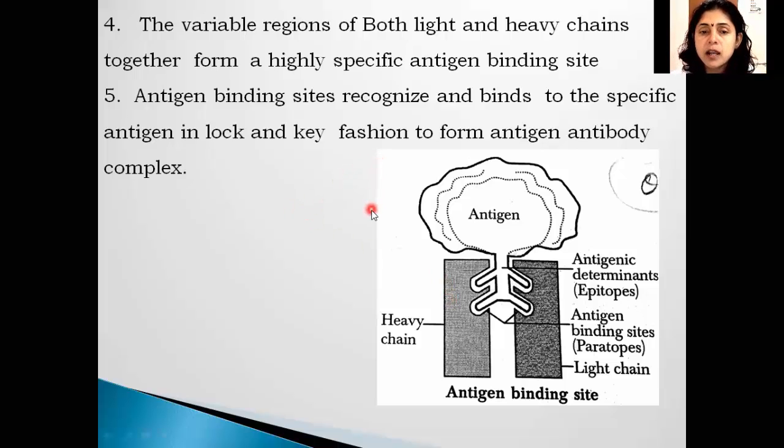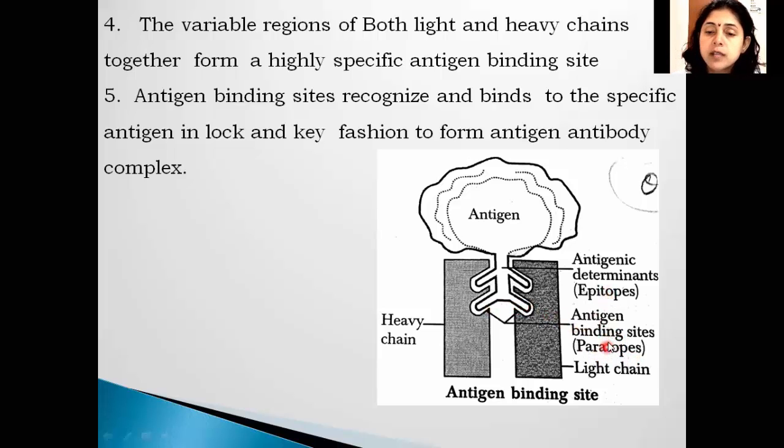We have seen the antibody structure, a simple Y-shaped structure you can draw, and the antigen binds to the variable region at the upper portion. Now here you can see two more names, epitope and paratope. The epitope is the antigen determining region present on the antigen, and the paratope is the antigen binding site on the variable regions of the heavy and light chain. The region on the antibody variable region is called the paratope.